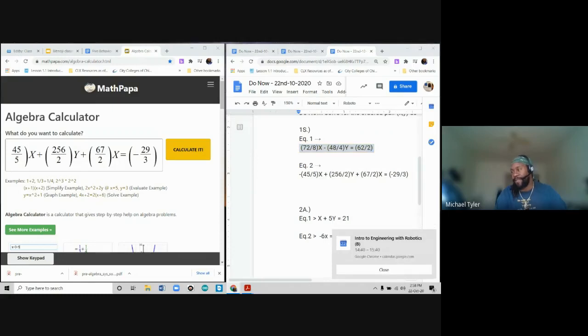Typing, please don't just copy and paste stuff. Make that stuff look neat. Can't give you credit for copy and paste, really can't. You got to actually type it out and neatly. Okay, so let's put that there.